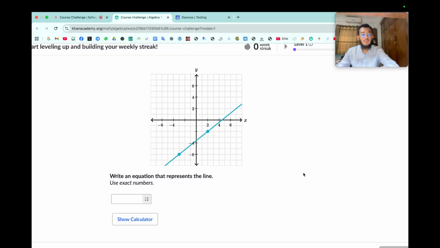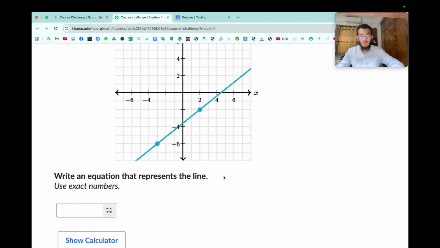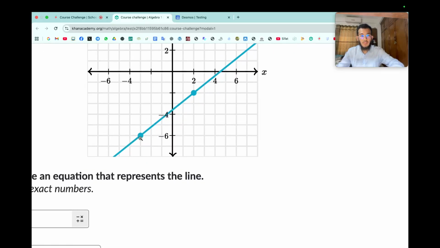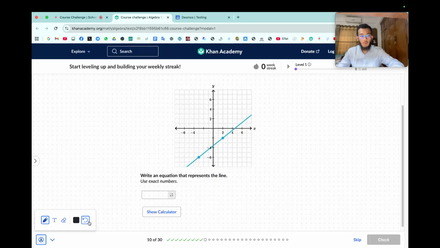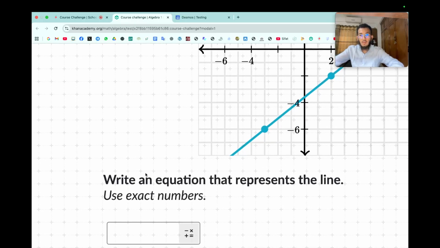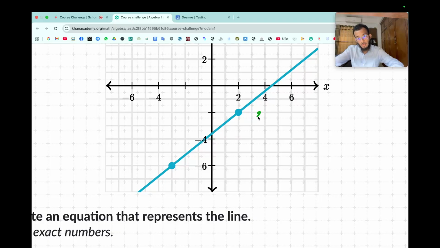Write an equation that represents the line. Use exact numbers. So they have given us 2 points to aid in our calculation. This is (2, -2), and this is (-3, -6).